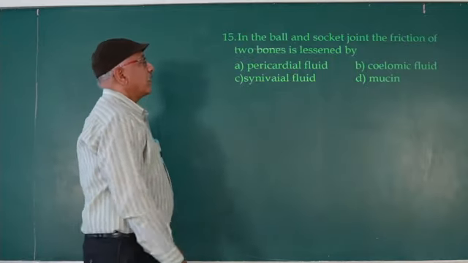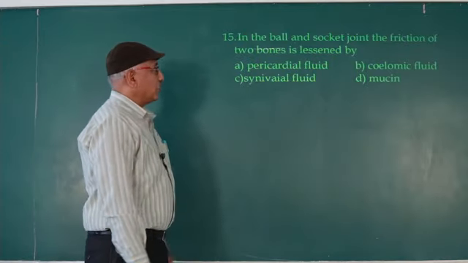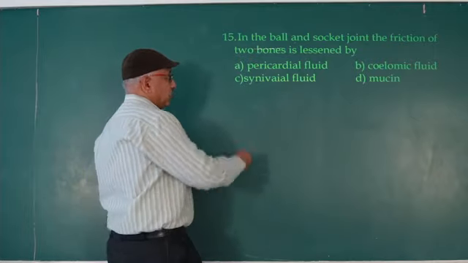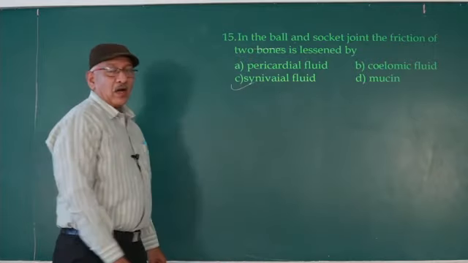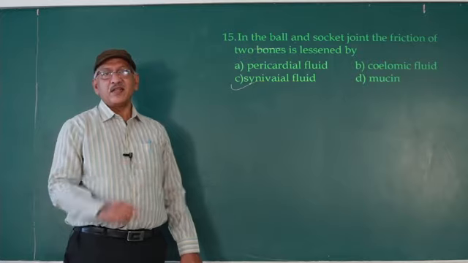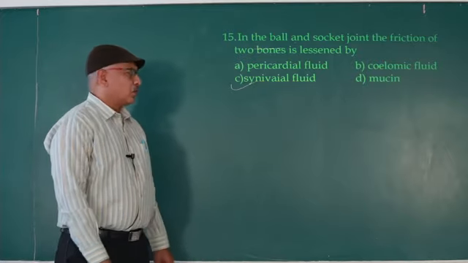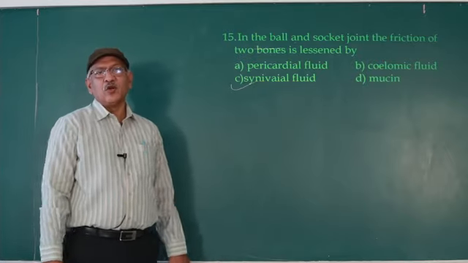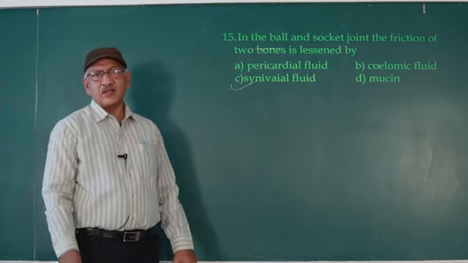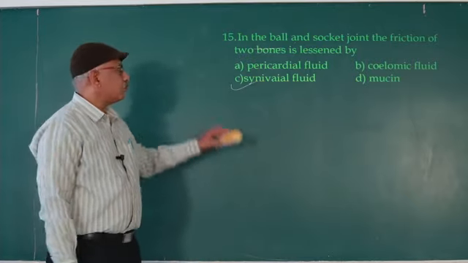In the ball and socket joint, the friction of the two bones is reduced by synovial fluid. All synovial joints contain synovial fluid. So it prevents friction between the two bones. That's why all synovial joints are freely movable.